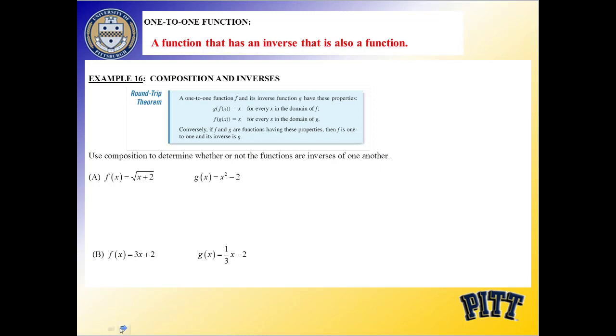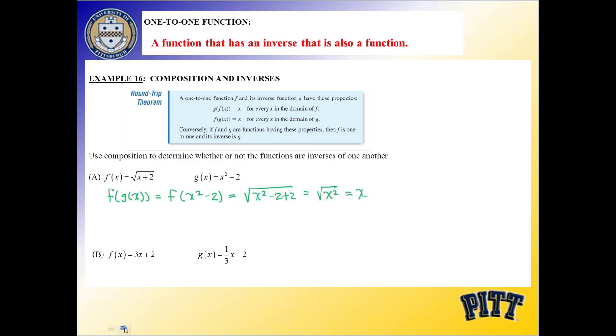The process of the round-trip theorem says, if I do f of g of x and get x, and do g of f of x and get x, then, and only then, can I say that these are inverses of each other. And that's what I need to establish. And I do have to make sure I do both. We've already talked about the fact that composition is not necessarily commutative. So it can happen that f of g of x could equal x, but g of f of x isn't going to equal x. So I do got to test both.